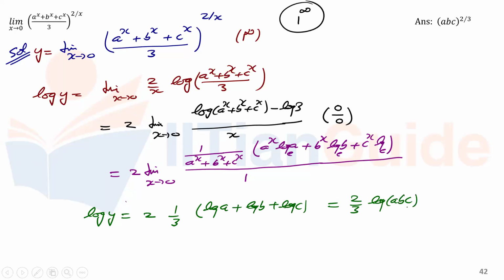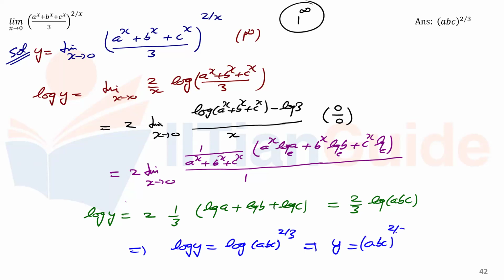Am I right? No problem? Yes, sir. This is the value of log y. I need to write the value of y. Anyway, I'm going to take anti-log. I am getting log y is equal to 2 by 3 log ABC. I can say that is nothing but log of ABC whole power 2 by 3. Now I can take anti-log, or I can say the value of y is ABC whole power 2 by 3. That we can do.